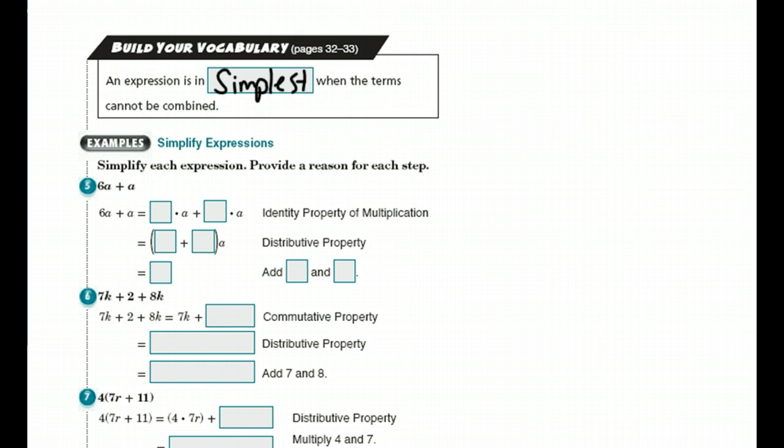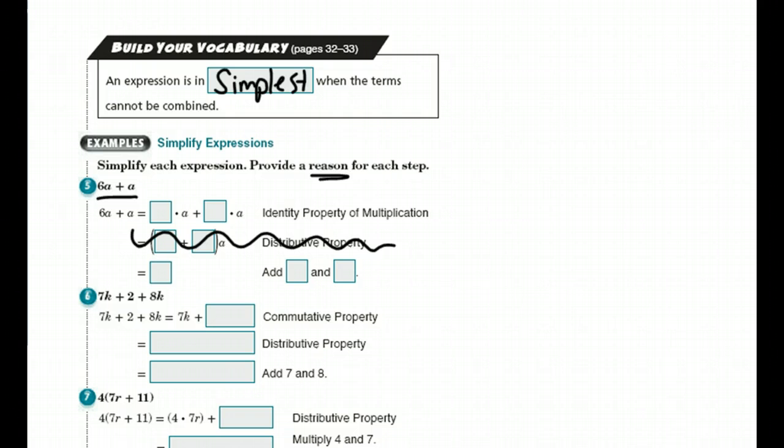Okay, it says simplify each expression, provide a reason for each step. Now, we're going to do this a lot in this class, but today I think is the first time that we've done this. We're just going to cross off this step here, and we'll get back to that later on.